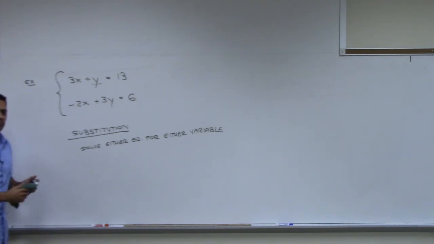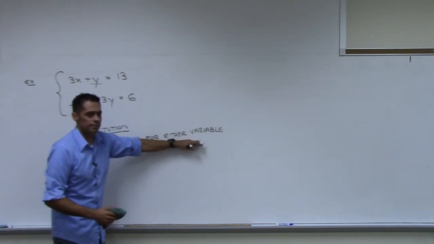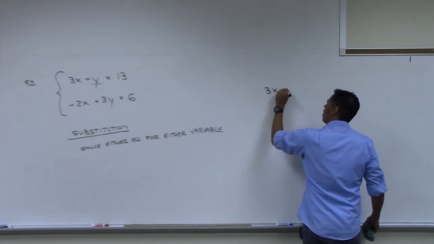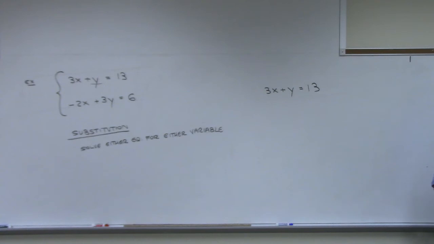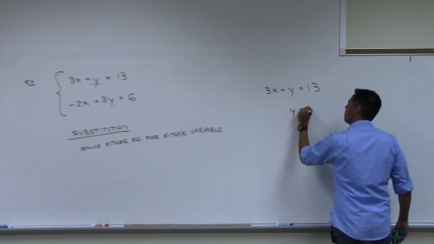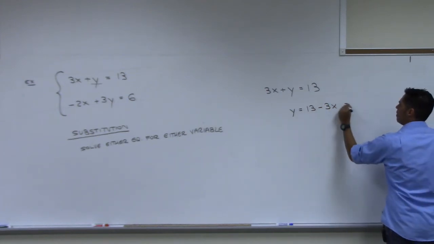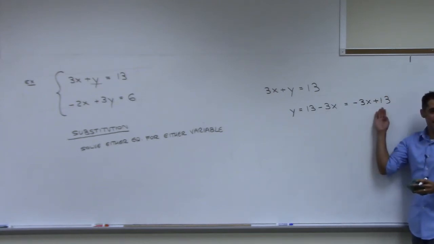So that's what I'm going to do. I'm going to solve either equation, my choice, for either variable. I'm picking that first one. I'm going to take 3x plus y equals 13 and solve it for y. So y is equal to 13 minus 3x. You could have also written that -3x plus 13. These are equivalent, the exact same things.